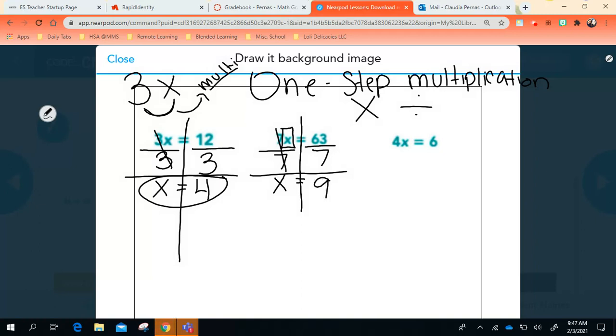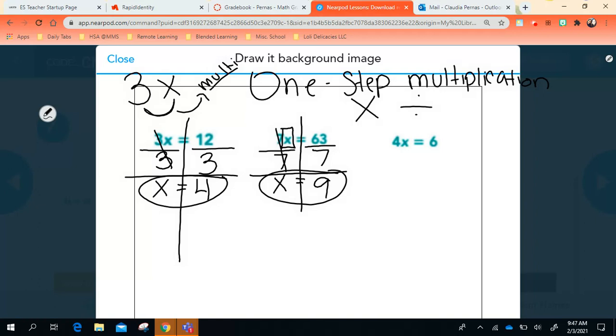63 dividido por 7 me da 9. So x me da 9. I know I chose simple numbers for our practice problems. We're not in the decimals yet.